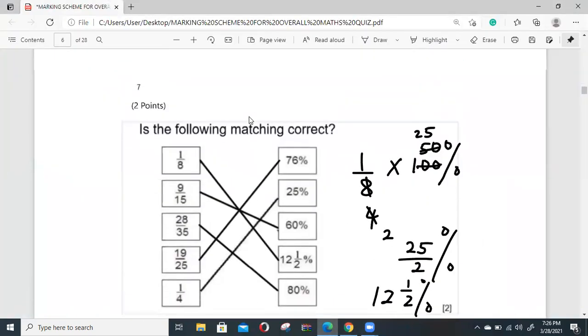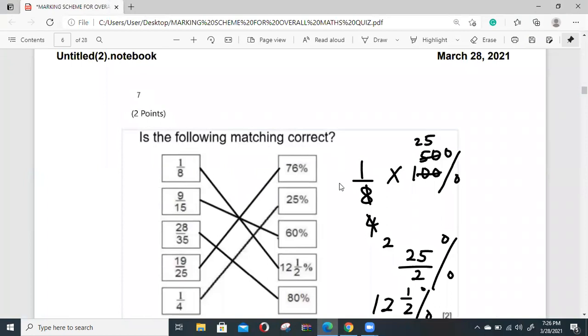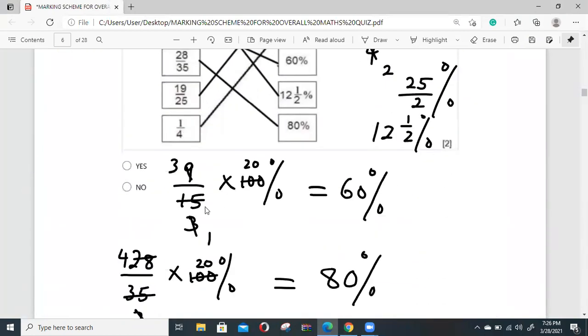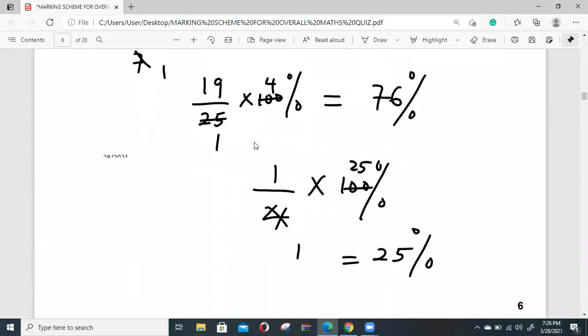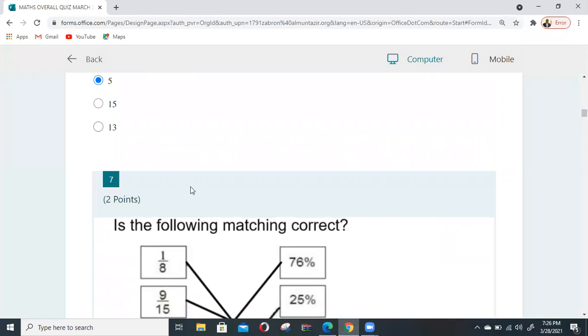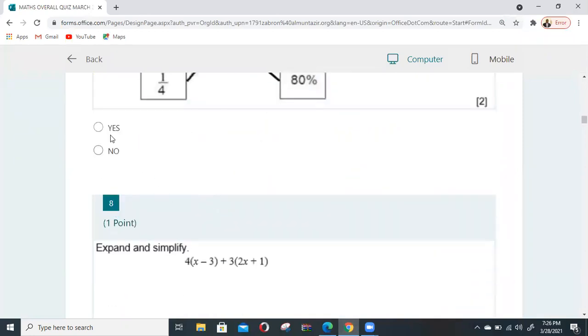So is the following matching correct? So you can go 1/8 times 100, you get all those numbers. So I said yes, because according to my instructions, the answer is yes. So I click there, yes.